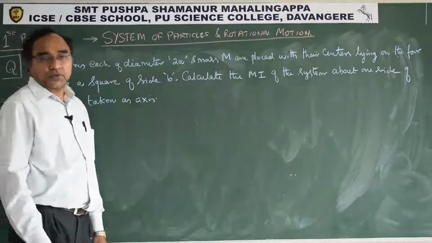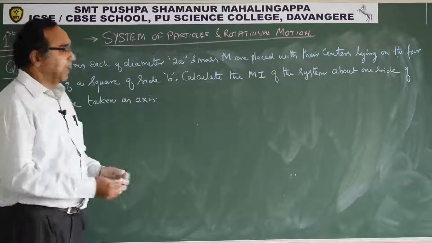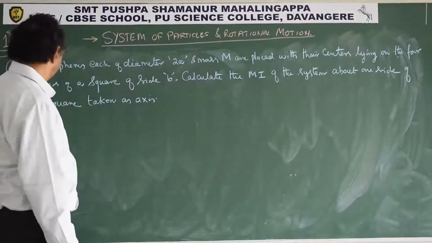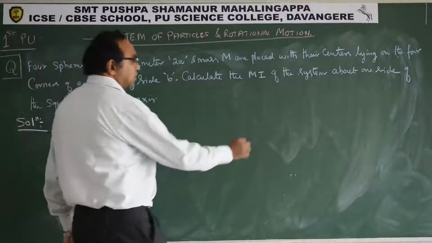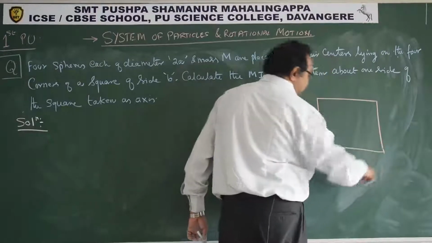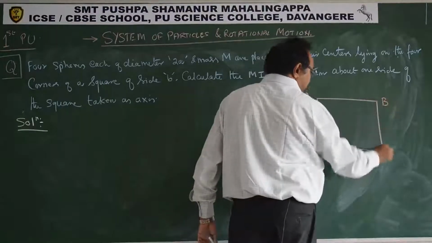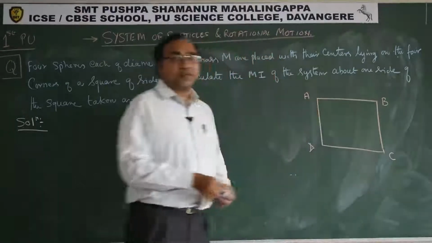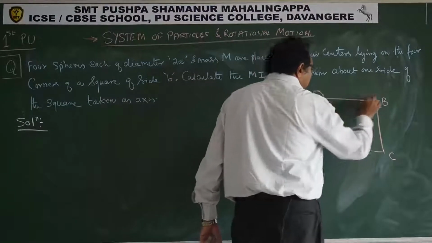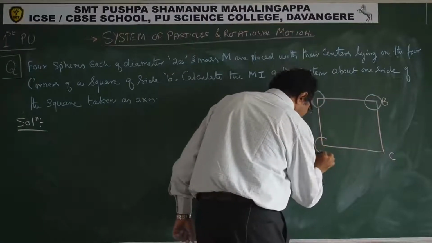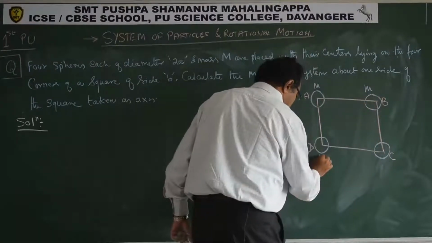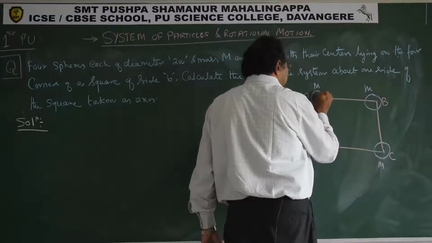This question is also a typical one. Students, please concentrate. 4 spheres each of diameter 2a and mass m are placed with their centers lying on the 4 corners of a square of side b. So let us try to draw a figure which will represent it. A, B, C, D are the corners. Now what it says is we are having 4 spheres. So let us place 4 spheres. This is 1, 2, 3, 4, each of mass m and radius a.